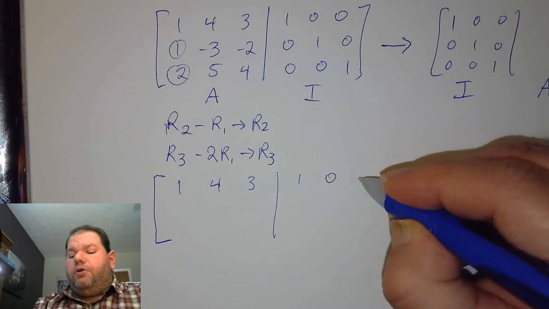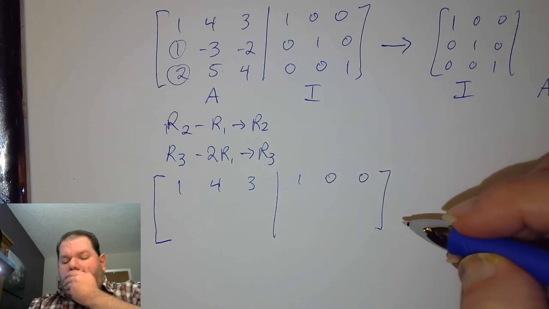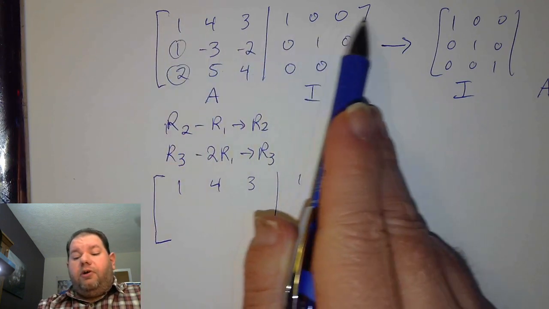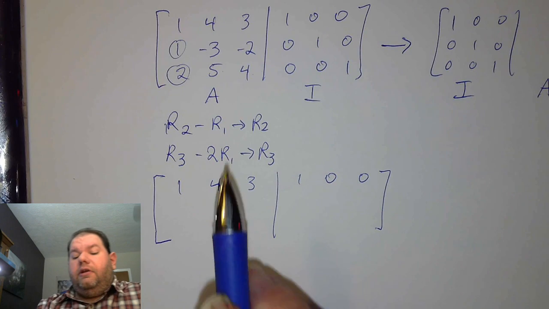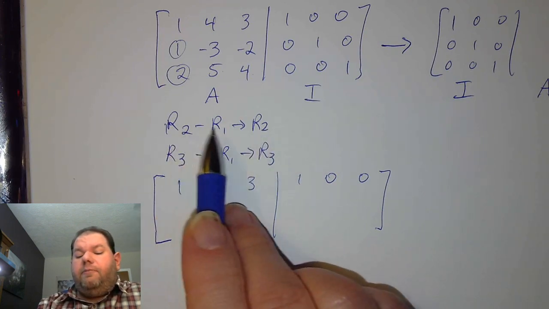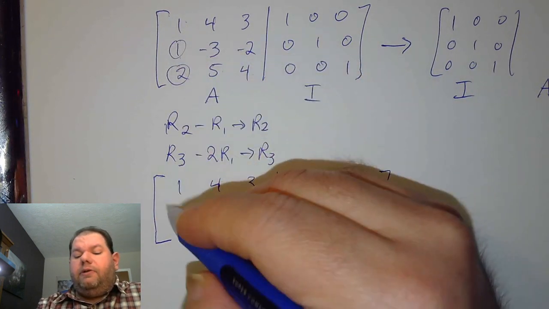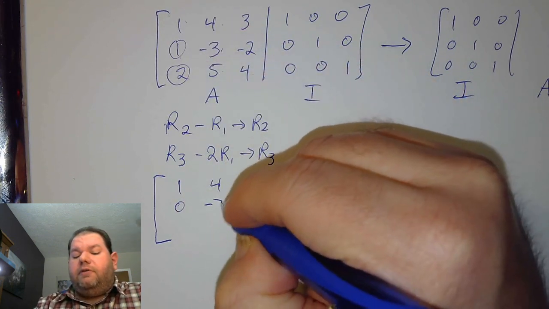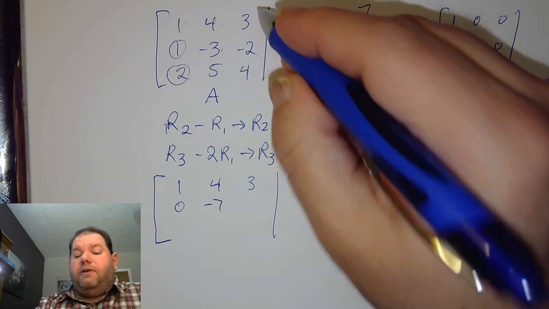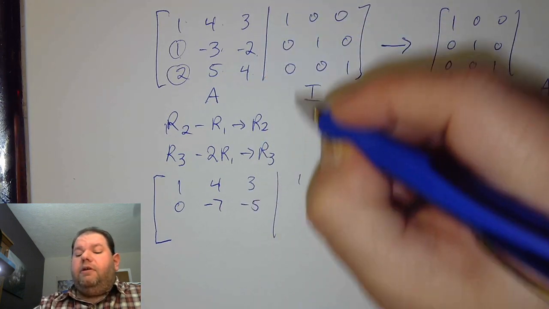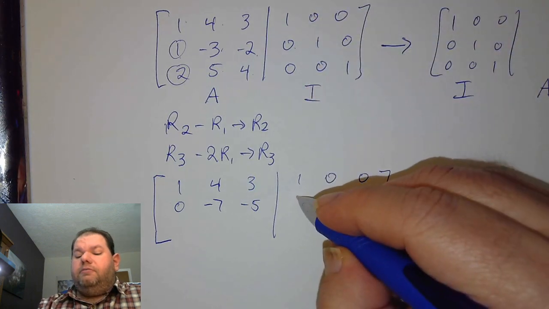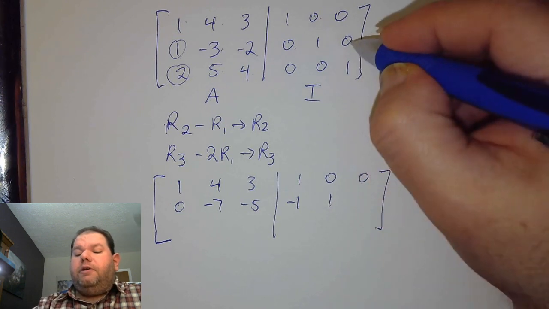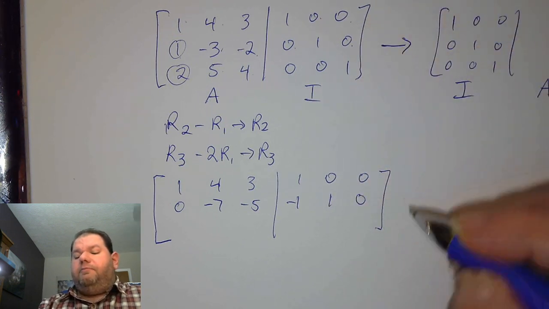Now, what makes this more involved is that whenever we interact with a row, we have to work with all 6 numbers. Okay? So for row 2, we say row 2 minus row 1, so 1 minus 1, 0. Negative 3 minus 4, negative 7. Negative 2 minus 3, negative 5. 0 minus 1, negative 1. 1 minus 0, 1. And then 0 minus 0, 0.